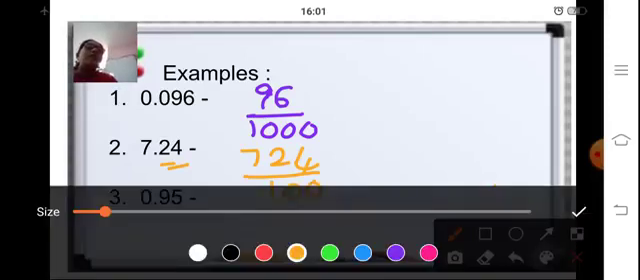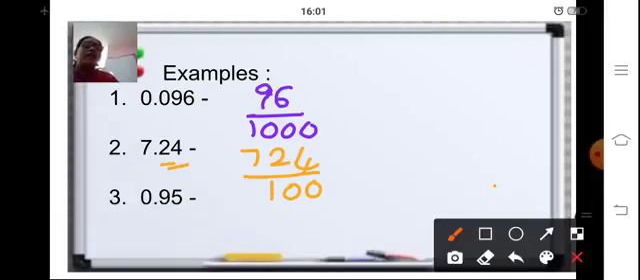Okay. Now same way the last one, that is 0.95. So 95 you will write as it is. Now after the decimal point it is 2 places. So write 1 followed by the number of zeros, that is 2. So it will be 100. After the decimal point 2 places, so 2 zeros. So 100. Okay.